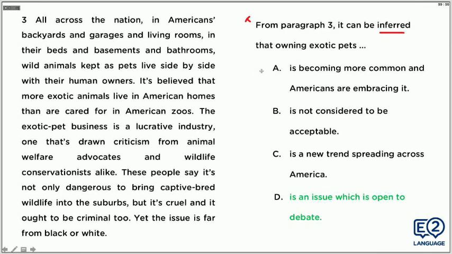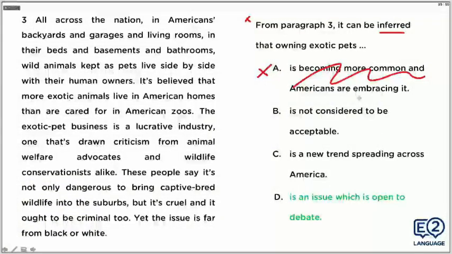First of all, it just never said anything about owning exotic pets becoming more common in America. It just didn't say that. So we can eliminate that. That's not an inference. With inference, sometimes it just won't say something. An inference is when the information in the text leads you to understand something. It's not explicitly stated, but it's there, in other words. So when you have something like answer option A, which says it's becoming more common, it just didn't say that at all. So we eliminate that.